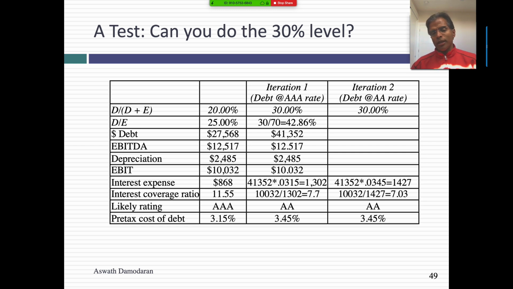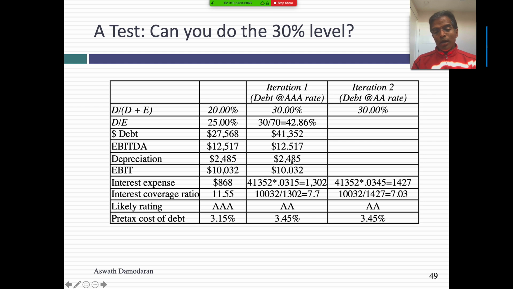So basically what I did in this page was estimate the cost of debt at a 30% debt ratio. This is on page 49 of your slides if you're interested, and you can track along as I go through. I filled out exactly how I would do it. At a 30% debt ratio, my debt to equity is 30/70, 42.86%. My dollar debt is 30% of the overall firm value. The overall firm value was 137 thousand that we estimated. 30% of that is 41,352.